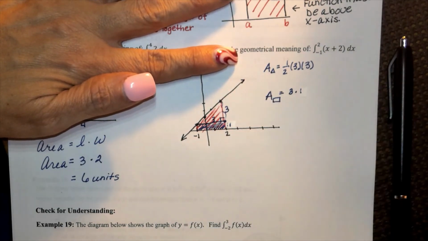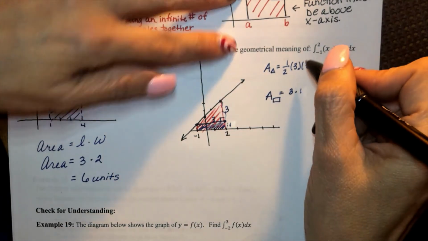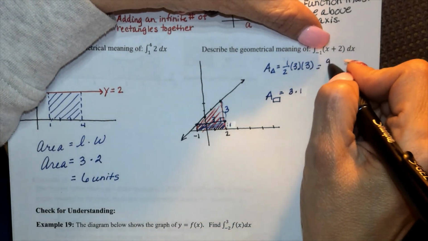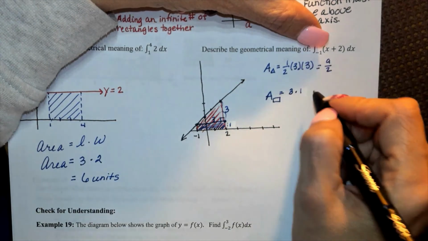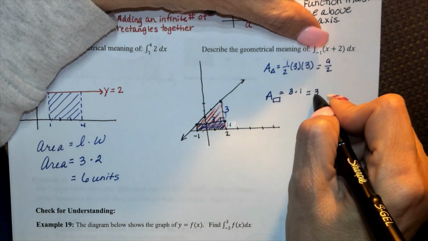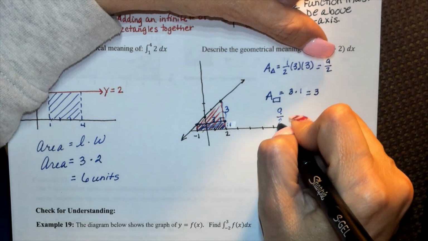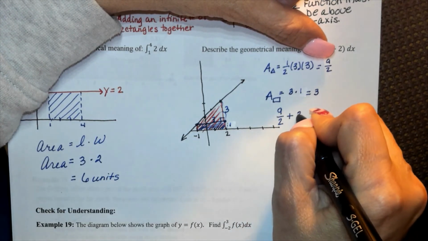3 times 1. Okay, there we go. That's going to be 3 times 3 is 9, divided by 2. I'm going to leave it as a fraction. 3 times 1 is 3. So the area under the curve would be 9 over 2 plus 3.